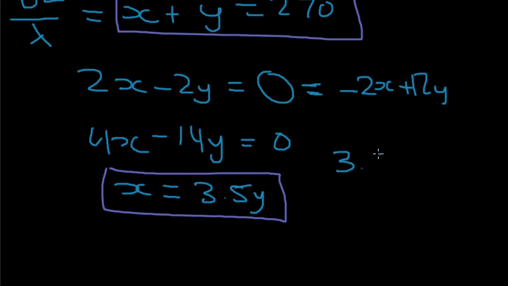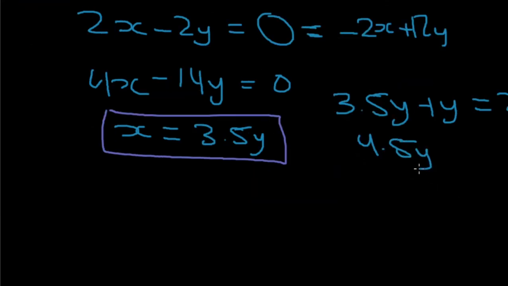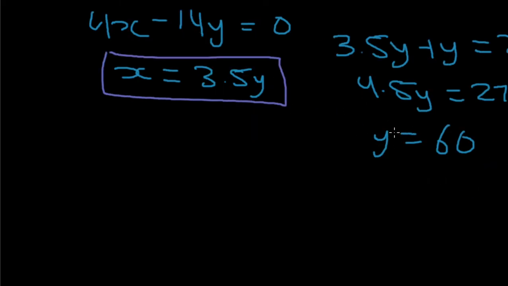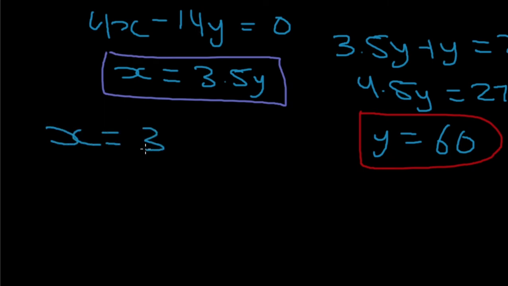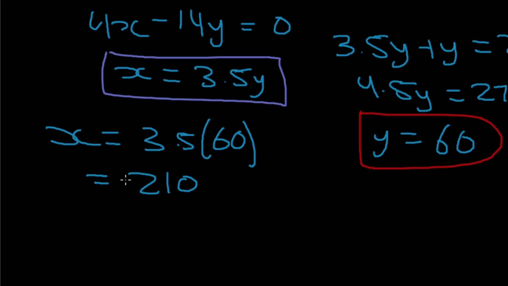So 3.5y plus y is equal to 270, or 4.5y is equal to 270. And when we divide by 4.5, it comes out that y is going to be equal to 60. Right, so now we know y is equal to 60. Perfect. And now we can just plug that into our x equals 3.5y. So x equals 3.5 times 60, which is going to be equal to 210.